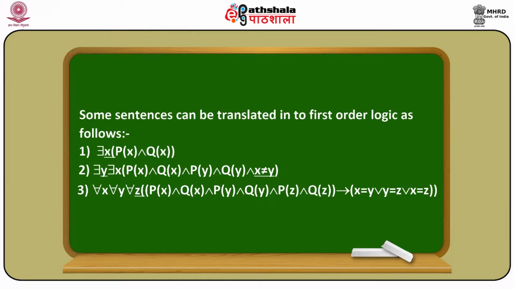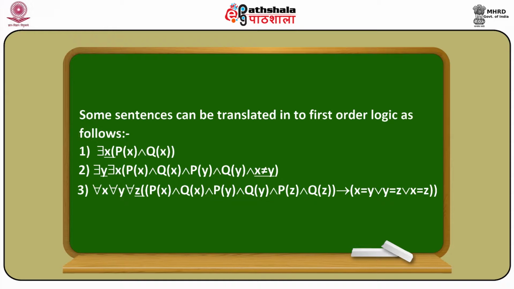So you can see, for example, the sentence "no donkey snores" can be expressed by saying it is not the case that there exists an x such that P of x and Q of x. Again, P for donkey, Q for snores in this case. "At least 2 donkeys snore," for example, can be expressed as there exists a y, there exists an x such that P of x and Q of x and P of y and Q of y and x is not equal to y.